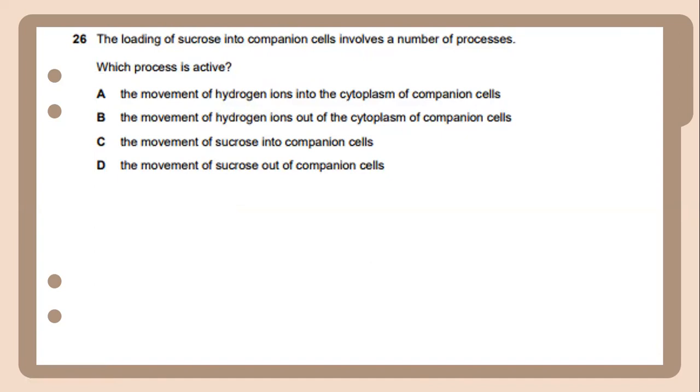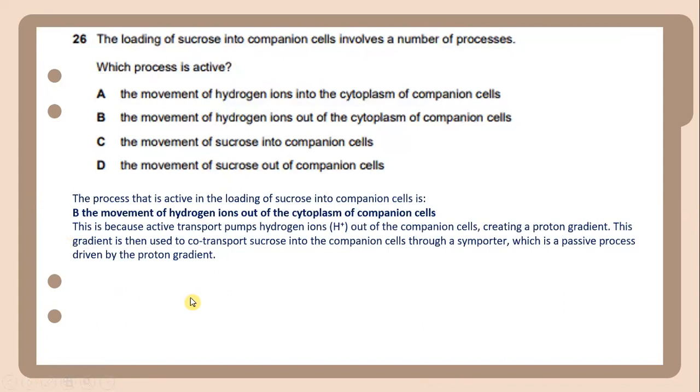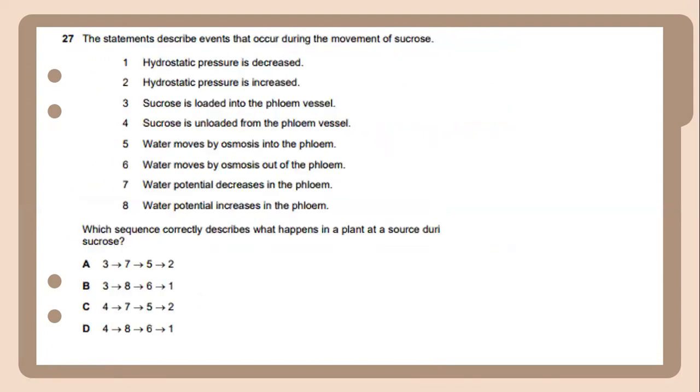The loading of sucrose into companion cells involves a number of processes. Which process is active? The answer will be the movement of hydrogen ions out of the cytoplasm of companion cells. This is because active transport pumps hydrogen ions out of the companion cells, forming a proton gradient. And this gradient is then used to co-transport sucrose into the companion cells through a symporter, which is a passive process driven by the proton gradient.